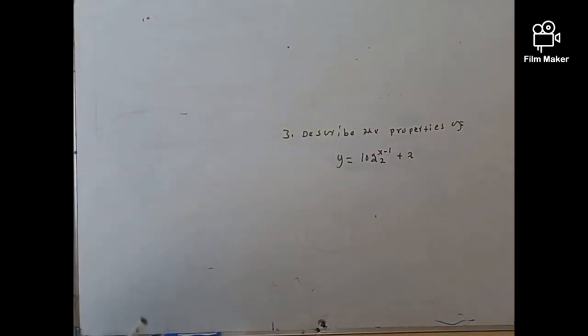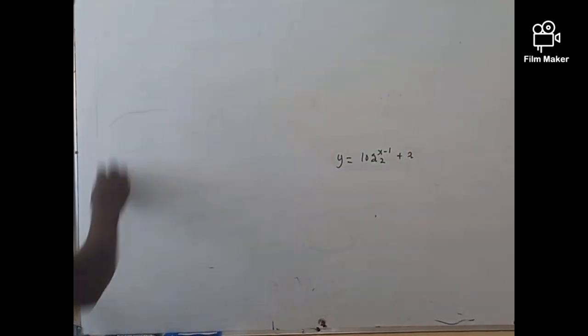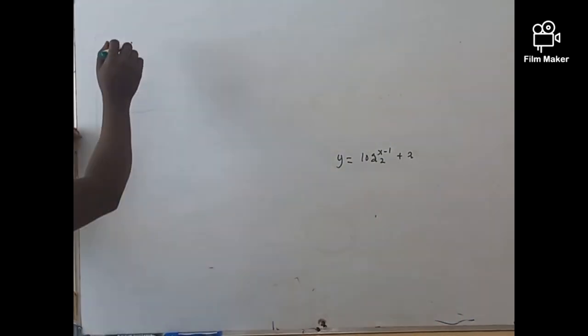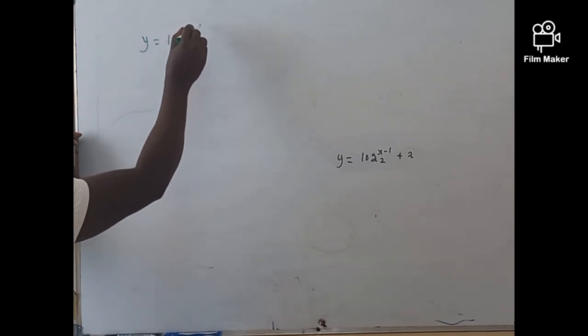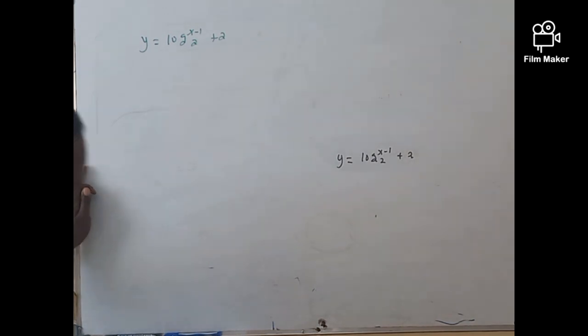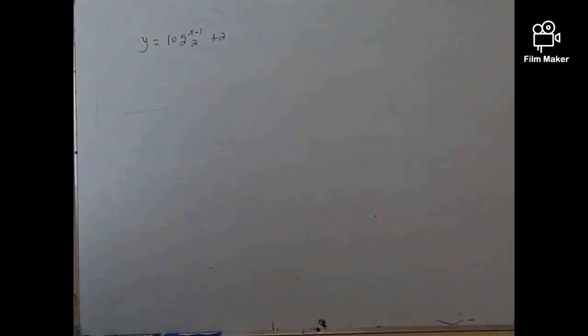In order to describe the properties of this logarithm, first of all, what does this logarithm mean in general? y equals the logarithm of x minus 1 to the base 2, plus 2. How are we going to describe the properties of this one? What does property in general mean? Let me explain first what the properties of a logarithm mean.